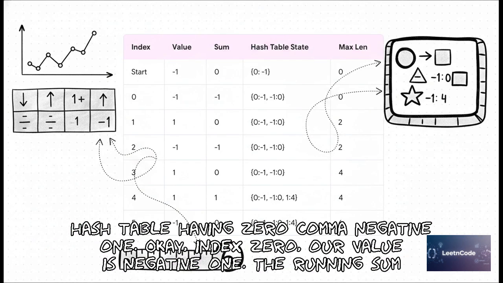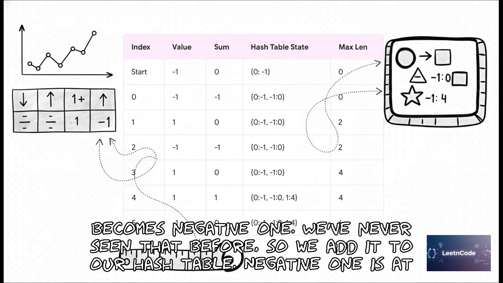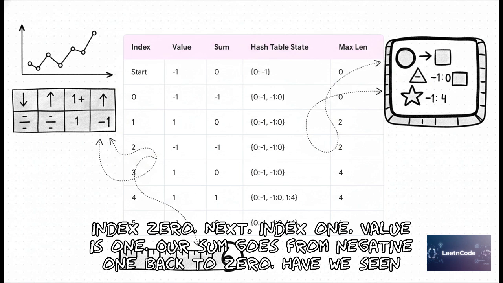We start with our hash table having 0, -1. Okay, index 0, our value is -1. The running sum becomes -1. We've never seen that before, so we add it to our hash table. -1 is at index 0.